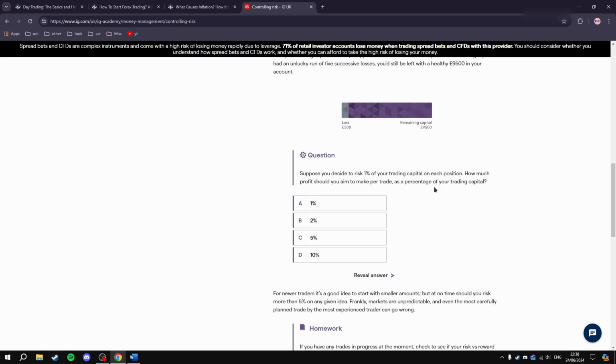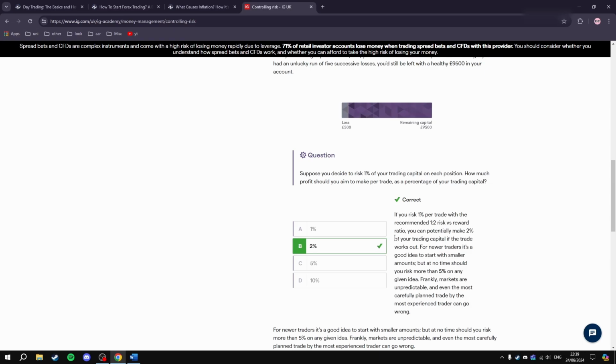Suppose you decide to risk 1% of your trading capital on each position. How much profit should you aim to make per trade as a percentage of your trading capital? 2%, right, at least, with a 1 to 2 risk to reward ratio. If you risk 1% per trade with the recommended 1 to 2 risk versus reward ratio, you can potentially make 2% of your trading capital if the trade works out.